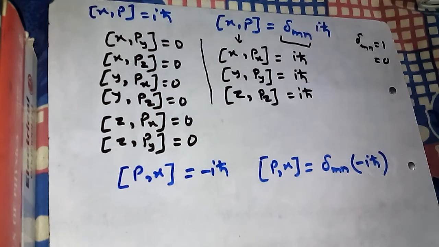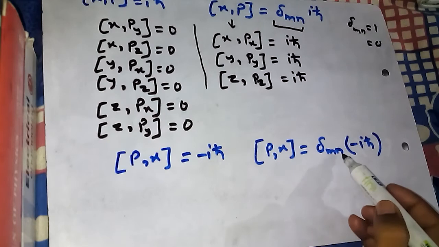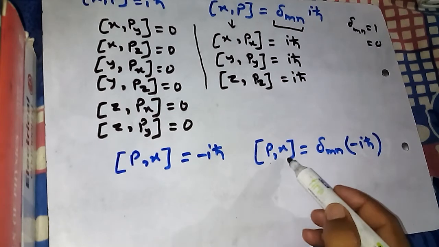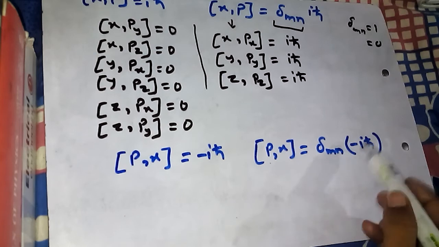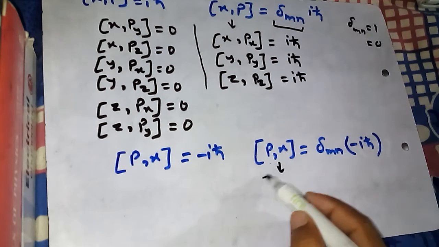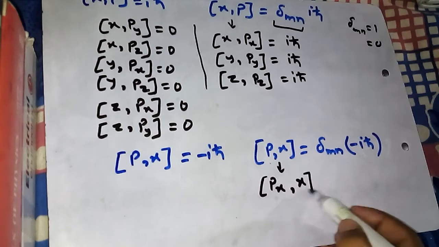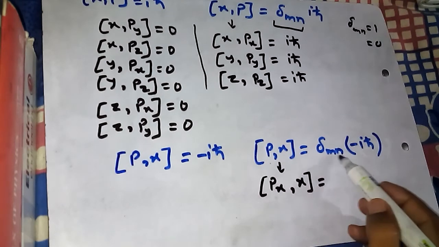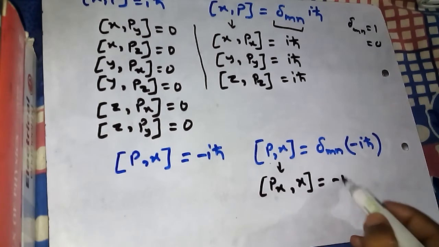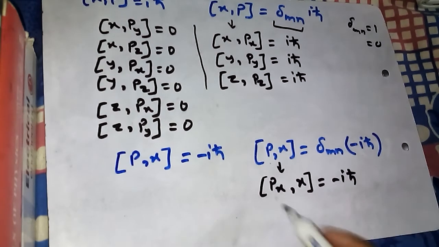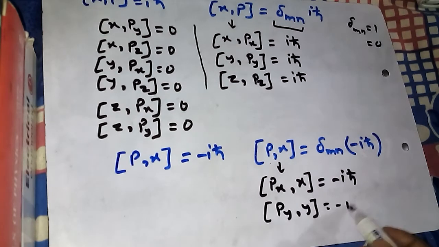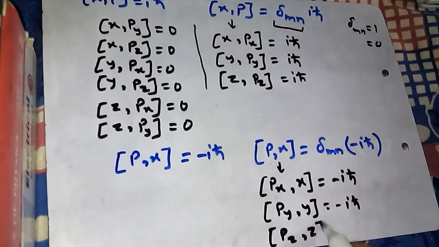That means when m and n match, the components match, then this quantity is 1 and we have minus iħ. So it means when we have x component of momentum and x component of position, then only we have this quantity as 1, so we have minus iħ. So p_y and y gives us minus iħ, and similarly p_z and z component of position gives us minus iħ.